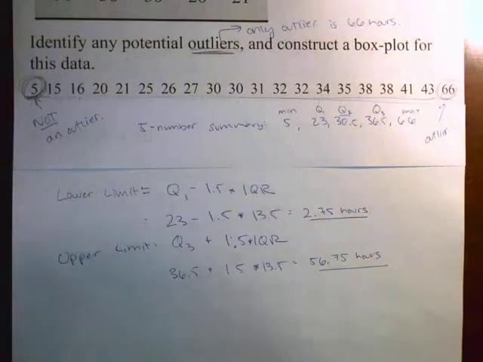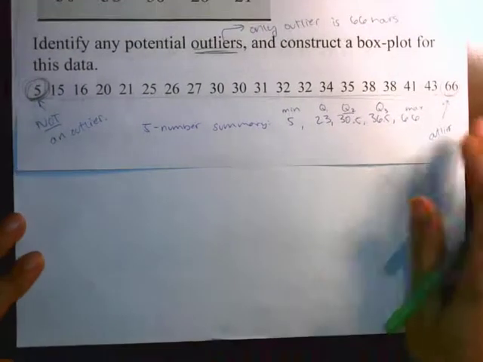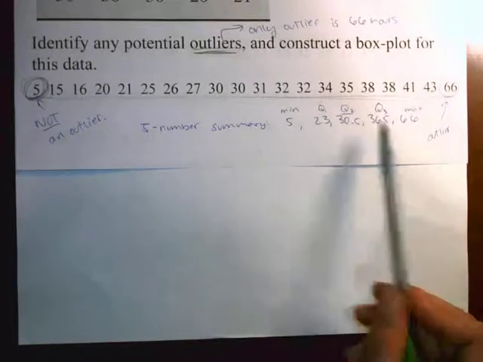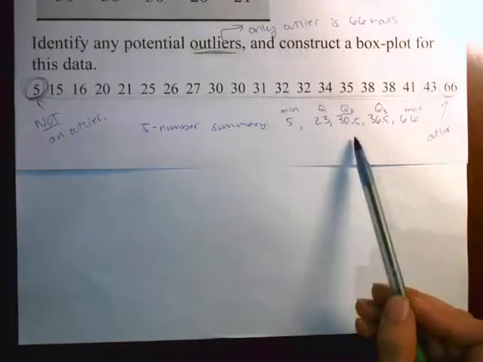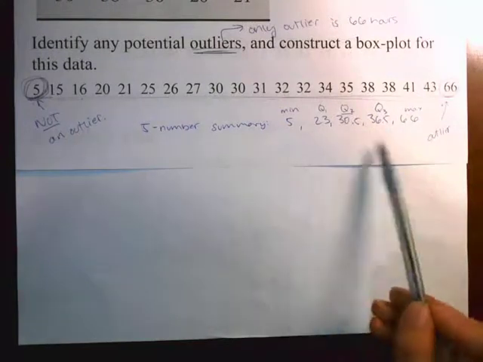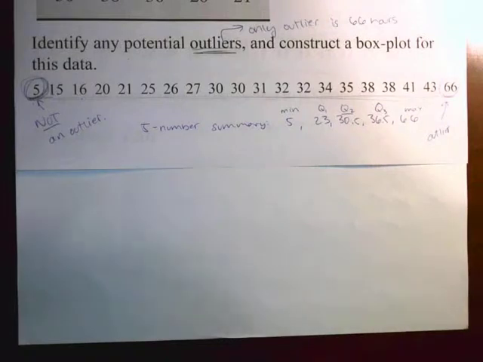Okay. And now the other thing is that we're going to construct a box plot. So in order to construct a box plot, we are going to imagine drawing a box with the 5-number summary in it, or some information about some outliers.